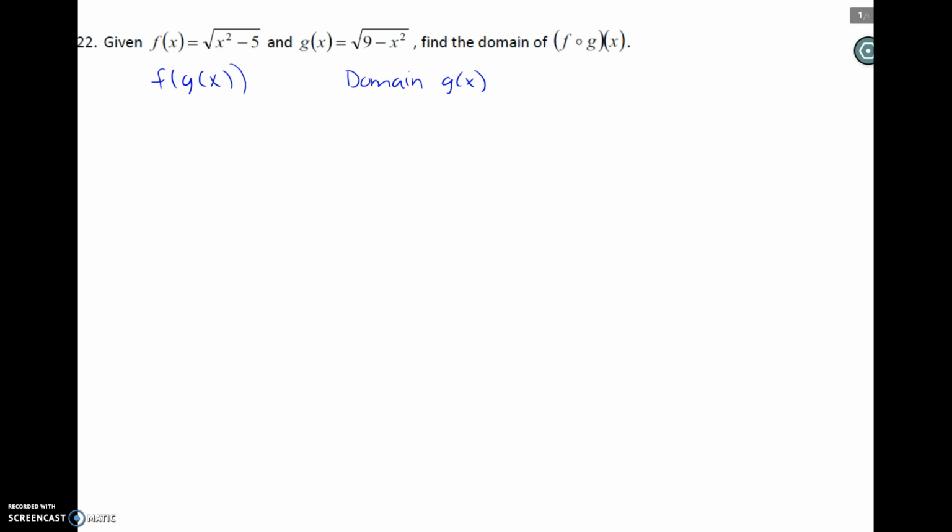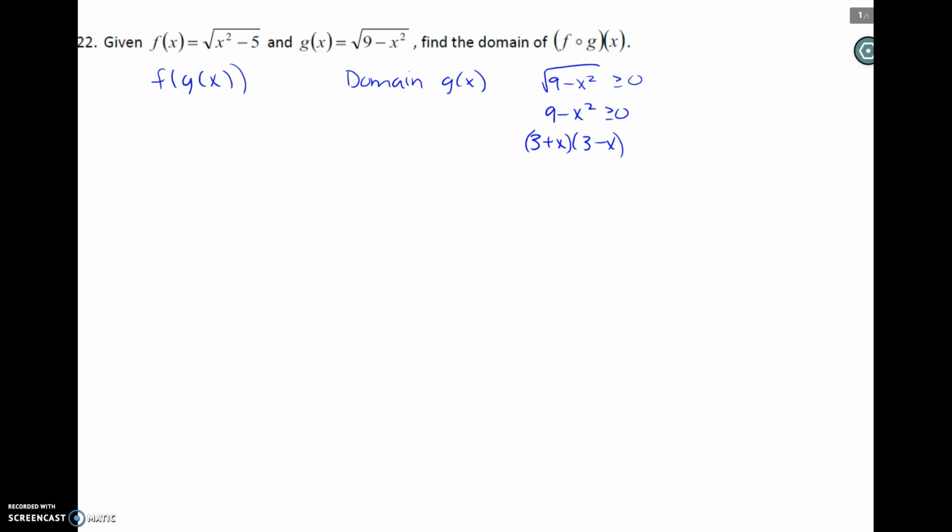So the domain of g of x, you have the square root of 9 minus x squared, which has to be greater than or equal to 0, because you have to have a positive under the square root. You can square both sides, so you get 9 minus x squared is greater than or equal to 0. And this factors to 3 plus x times 3 minus x. Okay, so this is an inequality, but it's a polynomial inequality.